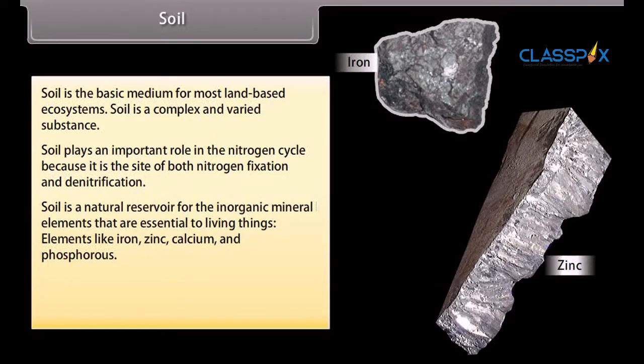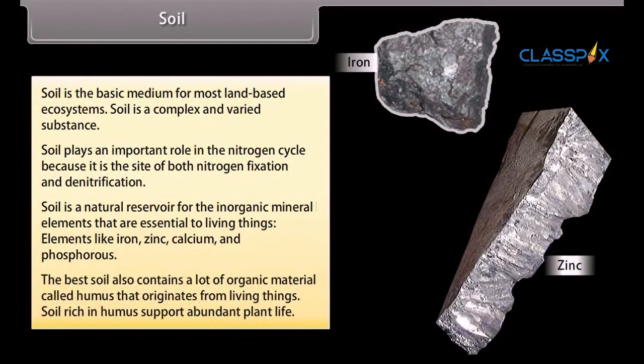Elements like iron, zinc, calcium, and phosphorus. The best soil also contains a lot of organic material called humus that originates from living things. Soil rich in humus supports abundant plant life.